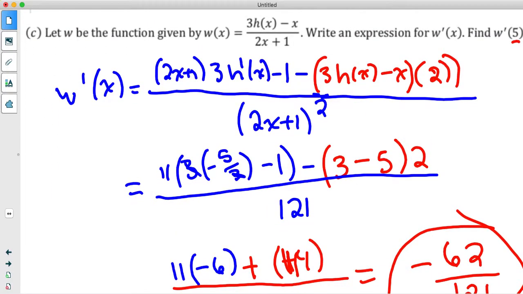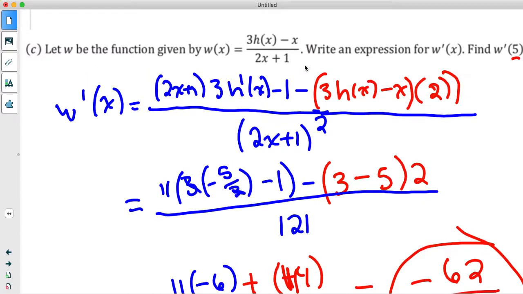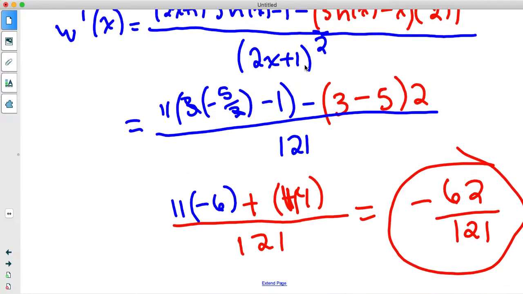This one was also, again, a little messy with our doing our quotient rule, low d high minus high d low over low squared. We got that one. That one was all good. Negative 62 over 121. That did not simplify. I would just leave it like that. That one's good, so we can check that one off.